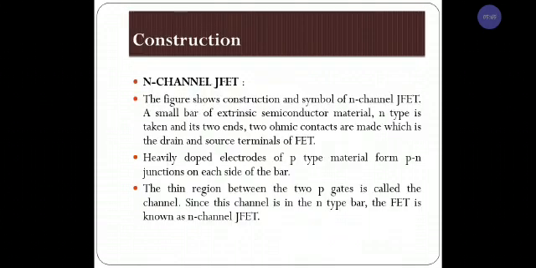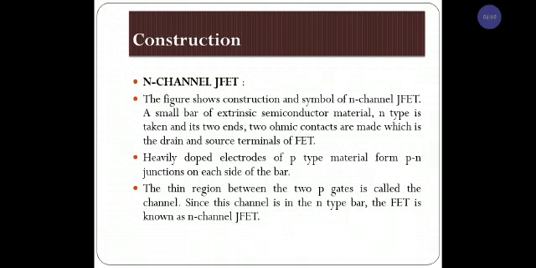Now let us see the construction of both the N channel and the P channel. In the figure, you can see the N channel JFET, a small bar of extrinsic material. Here we are taking an N type semiconductor material, and at the two ends, two ohmic contacts are made, which are the drain and the source terminals of the FET. Heavily doped electrodes of P type material form a P-N junction on each side of the bar.